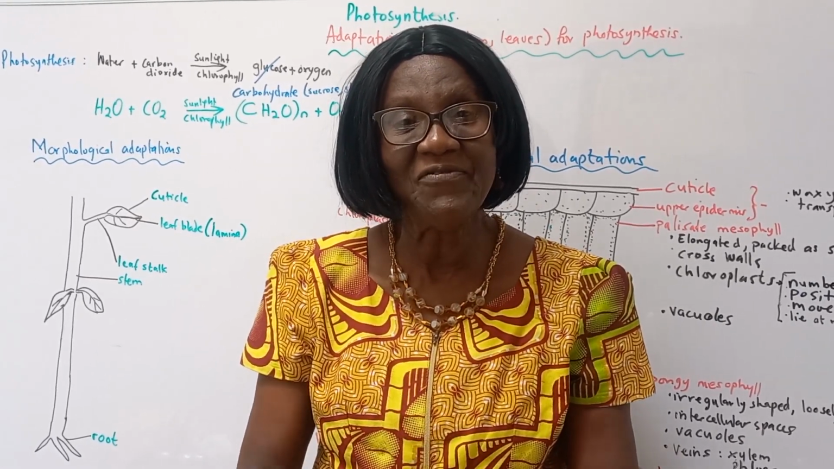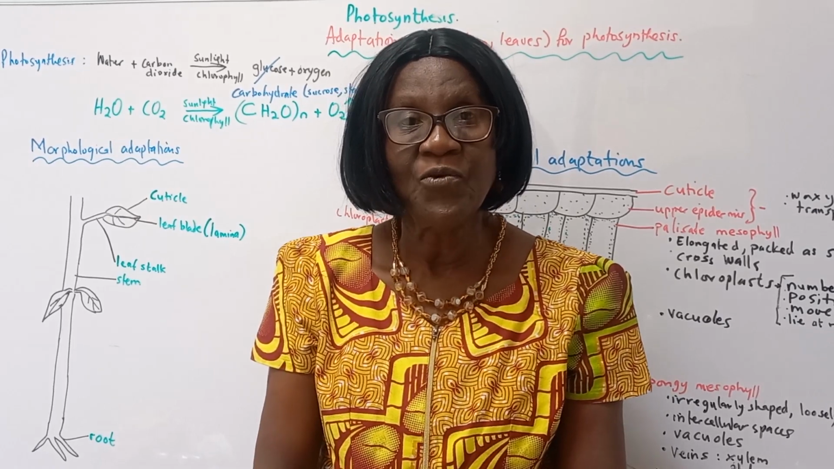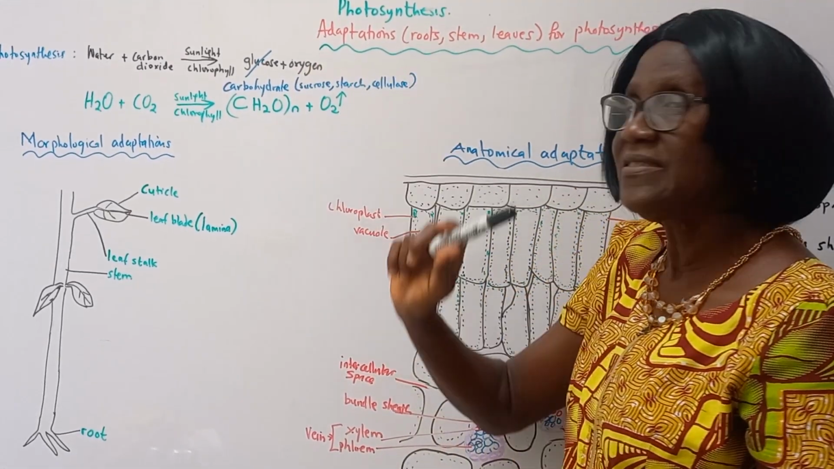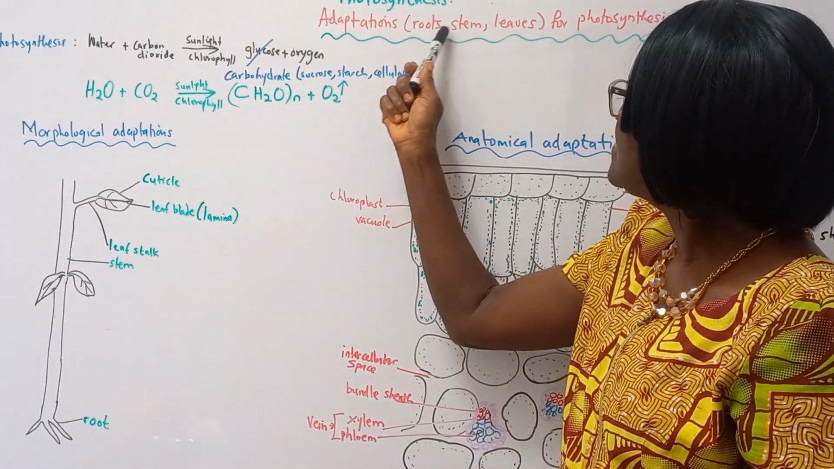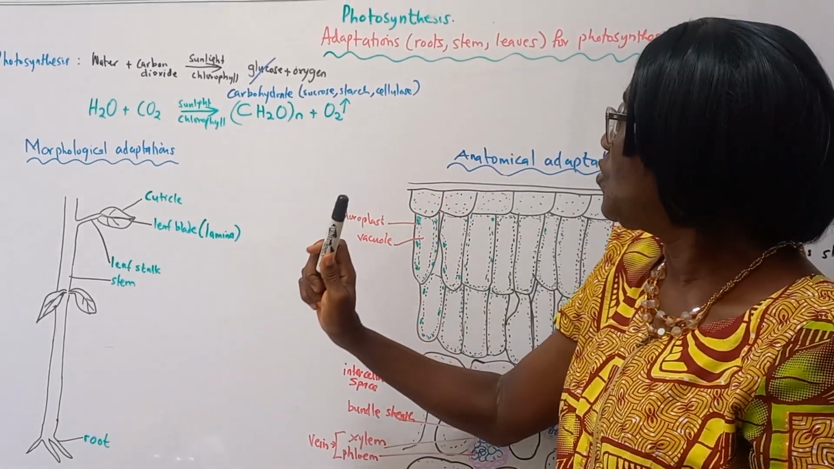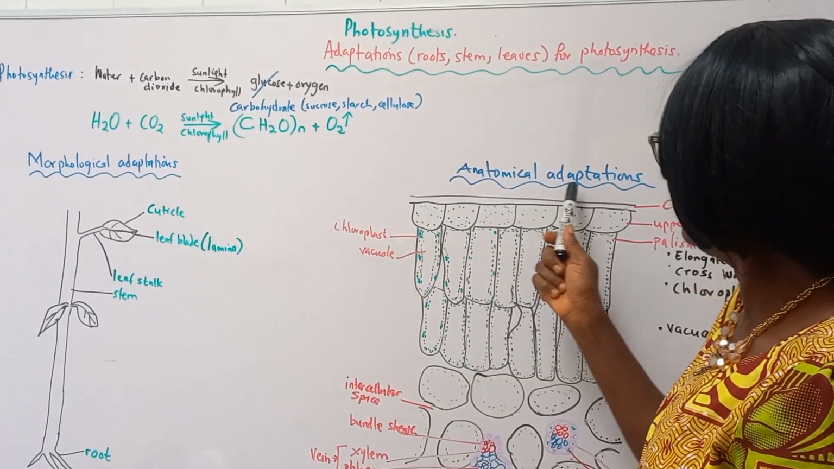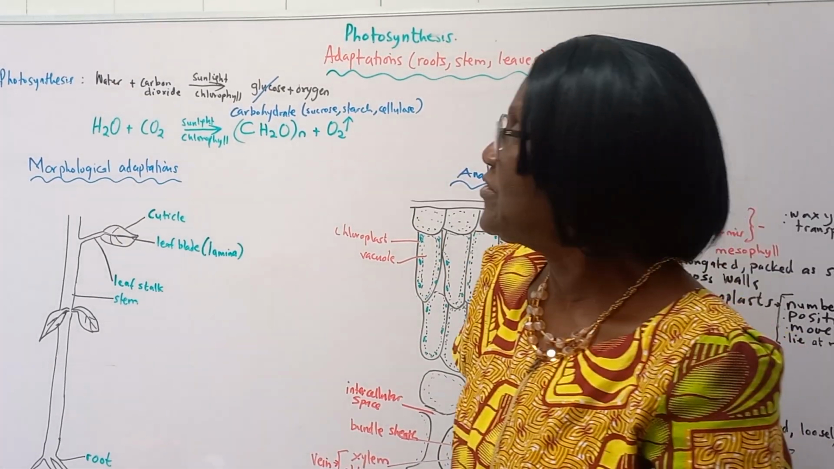Today we are looking at photosynthesis, and we are looking specifically at the adaptations for photosynthesis. Look at the root, stem, leaves. First, we'll look at morphological adaptations, and we'll look at anatomical adaptations.